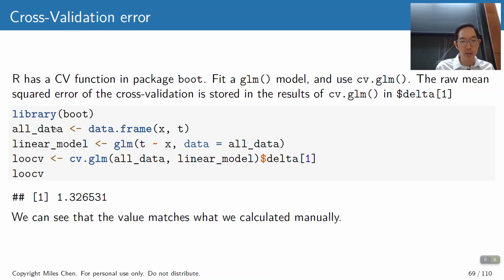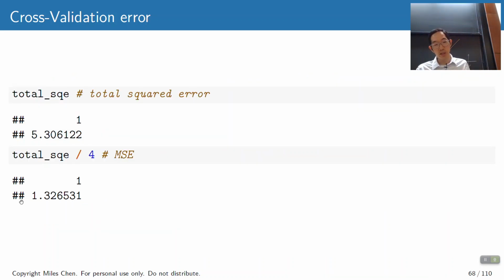And so here I have all of my data. I fit a general model to all the data, and then I just call the function cv.glm. We're going to try doing it on the linear model, and it says, oh yeah, your leave one out cross validation is 1.326531, which is exactly what we did when we did it manually.